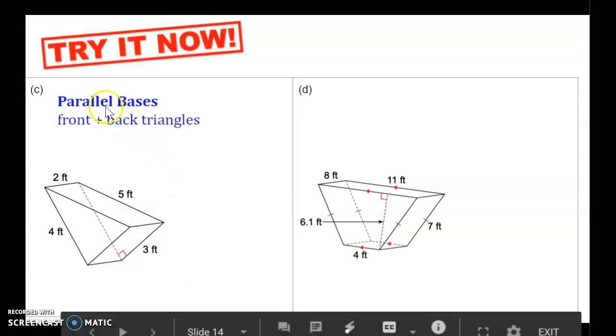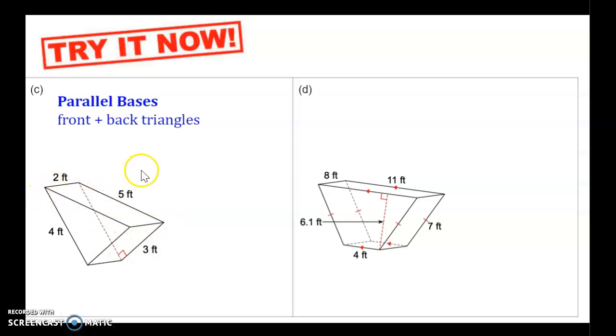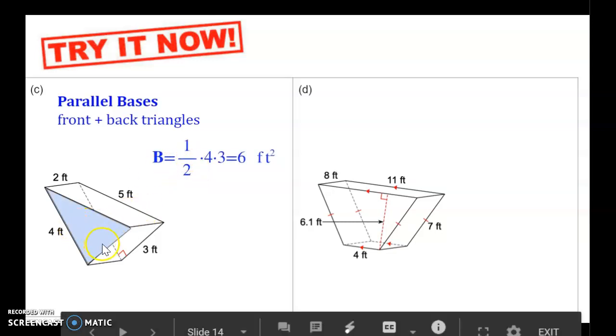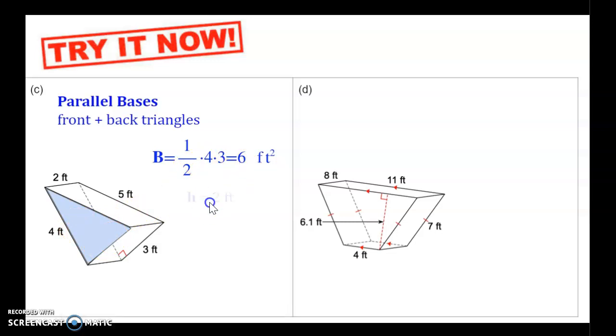So again, the parallel bases. The parallel bases are the triangles, aren't they? The two right angle triangles connected by the height of 2 feet. So the base area is going to be half times 4 times 3, which is 6 square feet. And the height is 2 feet. And so the volume is 6 times 2, which is 12 feet cubed.